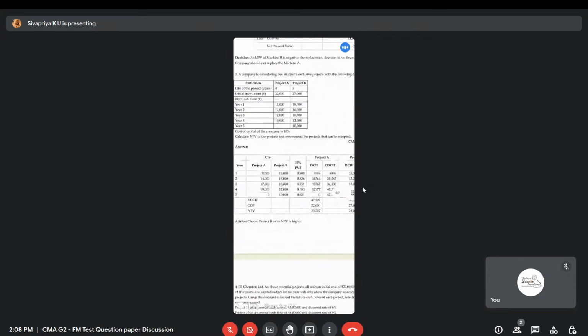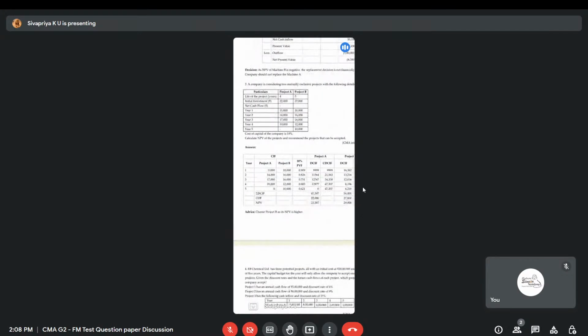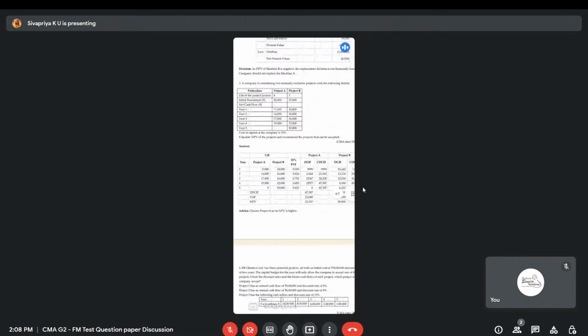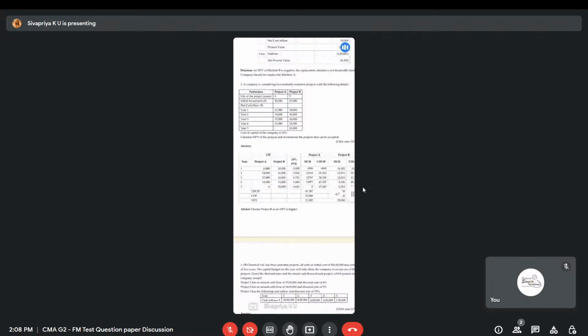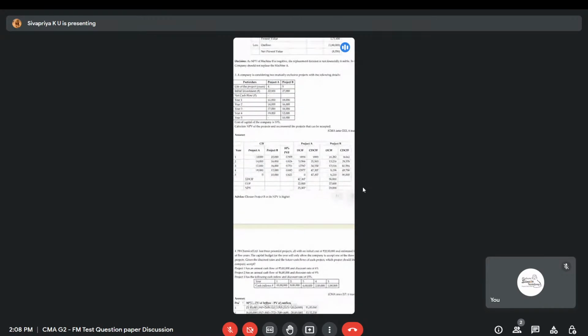Then question number 3. You have to calculate the net present value and recommend the project that can be accepted. Okay, this is a normal problem. Multiply the discounted cash inflow with the 10% value. So if we see which is higher, the net present value of project B is higher. So you have to choose this project.